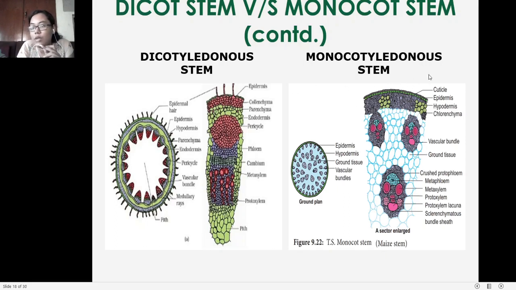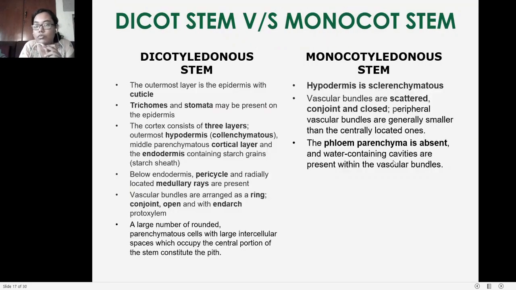Vascular bundles are scattered throughout the ground tissue, and the ground tissue is very much undifferentiated, no difference in ground tissue. Okay, vascular bundles are scattered, conjoint and closed. So in dicot stem we had open vascular bundles, in monocot stem we are having closed vascular bundles.